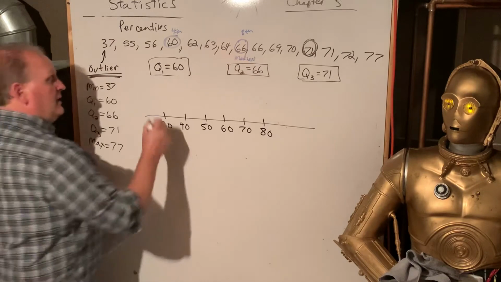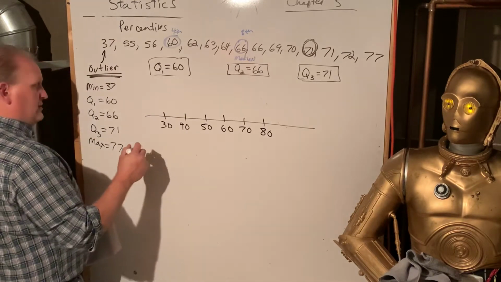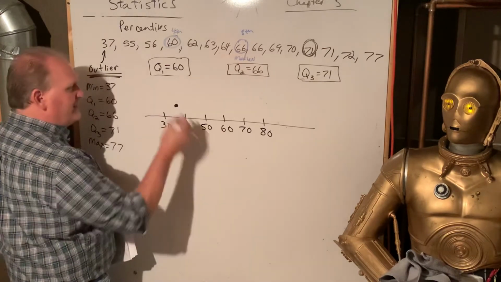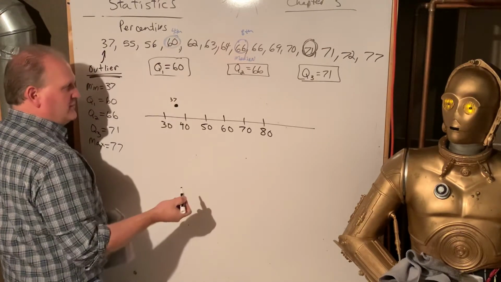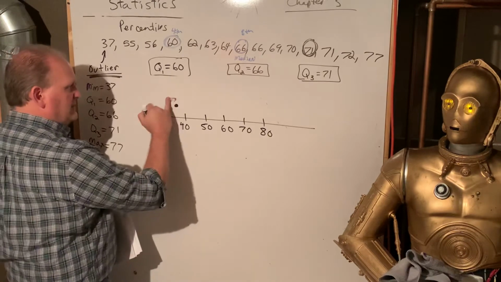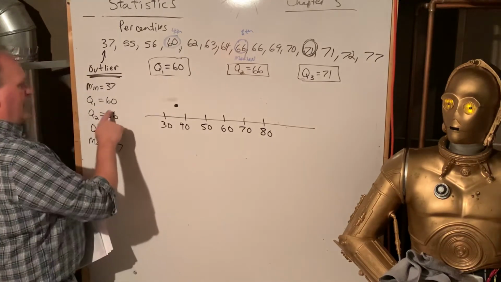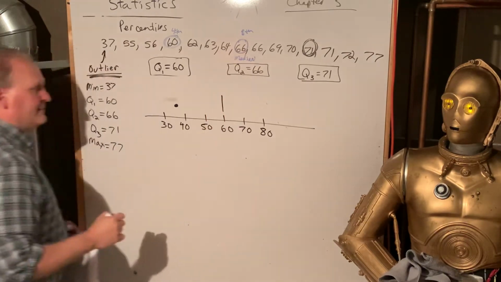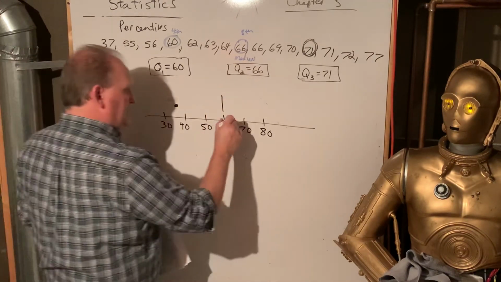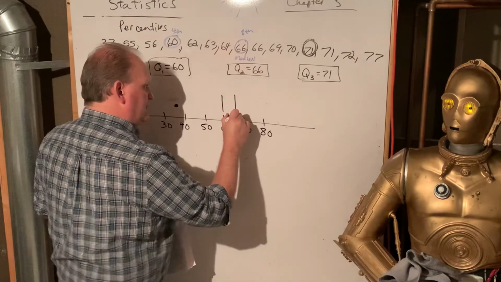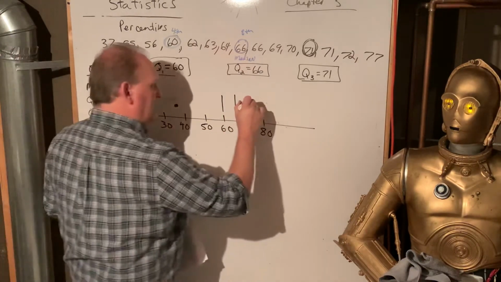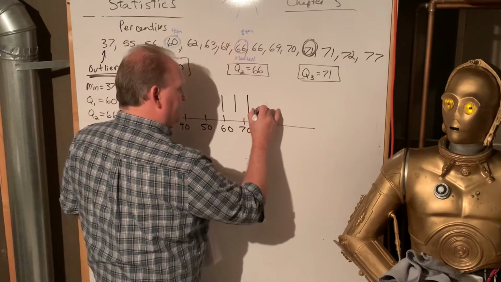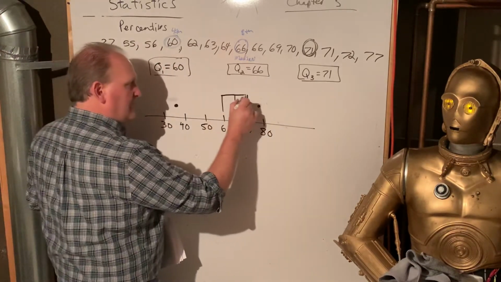And then let's put in our values. So we got 37 is the low end, so it should be somewhere around there. Again, if you want to cheat it a little bit and put the actual values, you can put it above, but you don't have to. That's not a requirement. Then 60 gets a line. Then 66 gets a line. 71 gets a line. And 77 gets a dot. And then you connect that into a box.